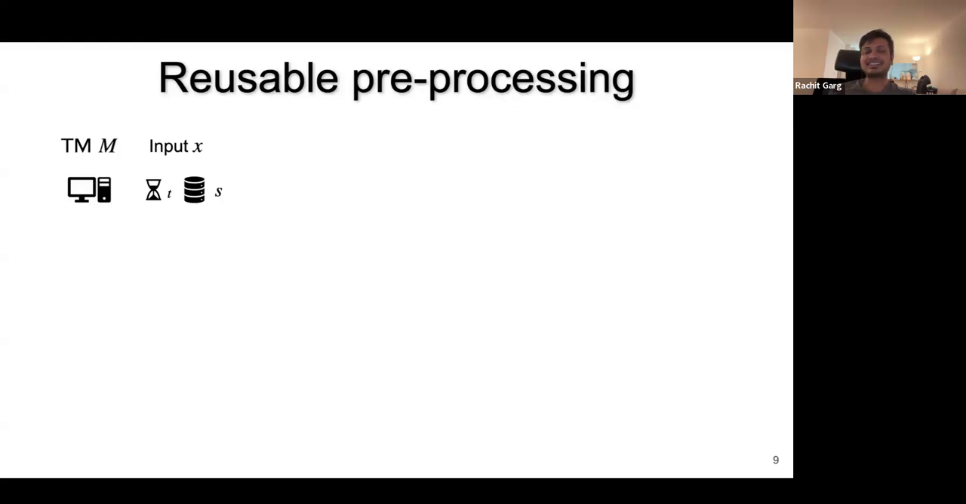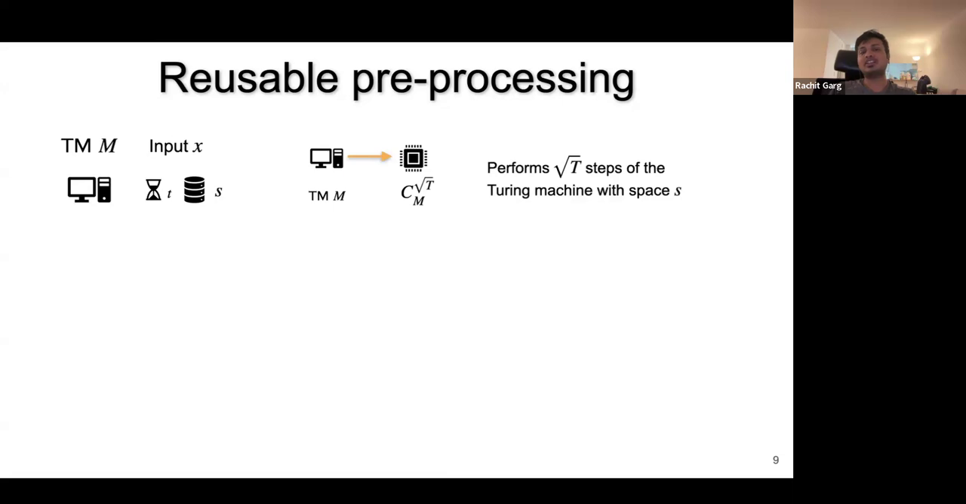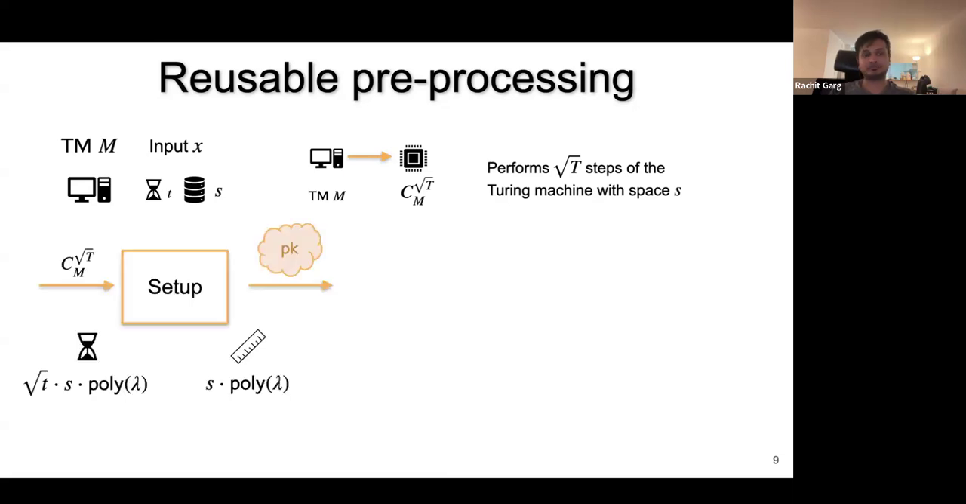So Agrawal, Malavalta, and Zhang had a contribution where they envisioned dividing this Turing machine computation into square root t steps. So think of the circuit C_M square root t performing square root t steps of the Turing machine on space S. So they do the natural thing. They run this through the laconic function evaluation procedure and output this public key. It takes square root t times s times poly lambda time and outputs a scheme of size s times poly lambda.